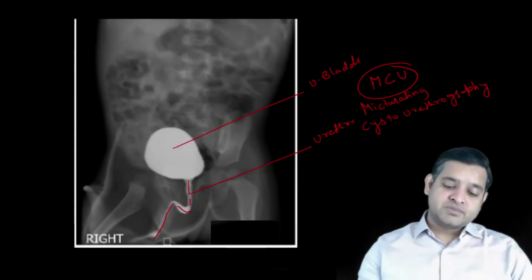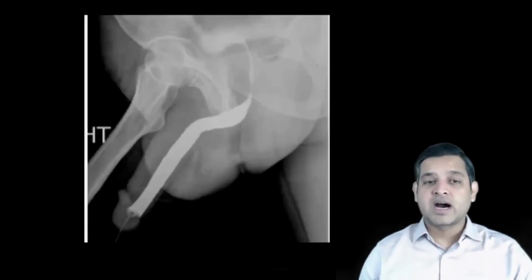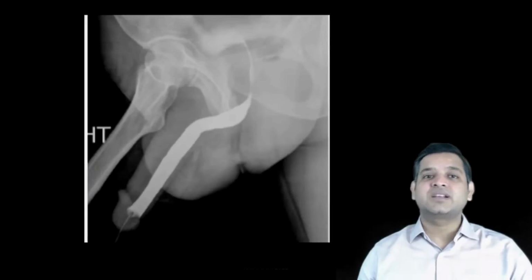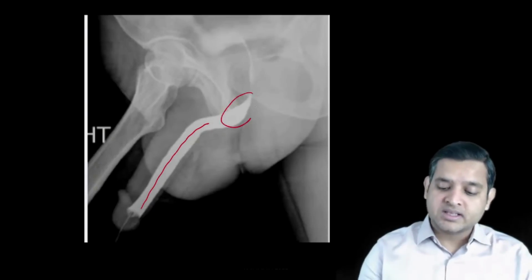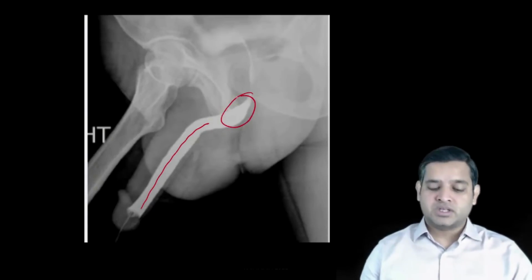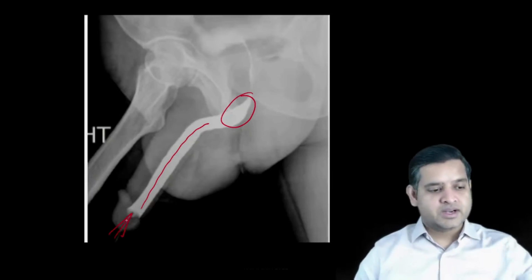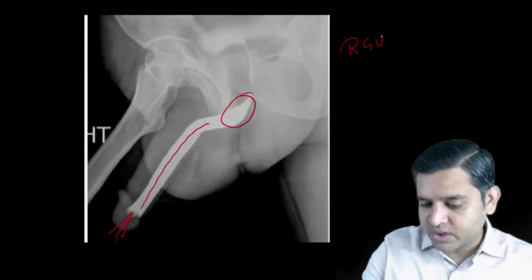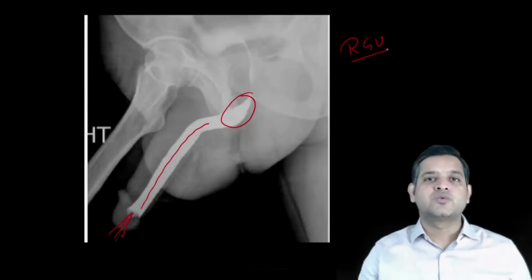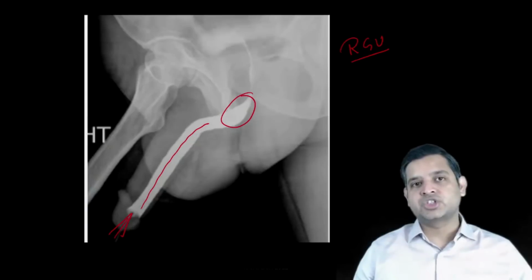Now it is to be noted that MCU shows you the posterior urethra very, very well. However, if you want to see the anterior urethra, as it is so well depicted over here, which is the penile urethra, and this part, the bulbous part, is the bulbar urethra, then for this investigation the contrast is retrogradely injected. Anybody who can tell me the name of this investigation? RGU. What is an RGU? Retrograde urethrography.